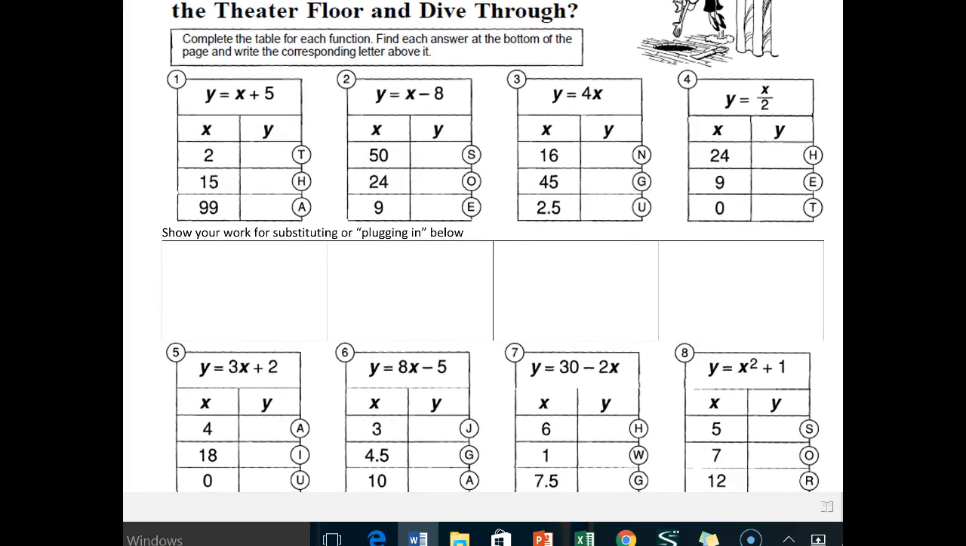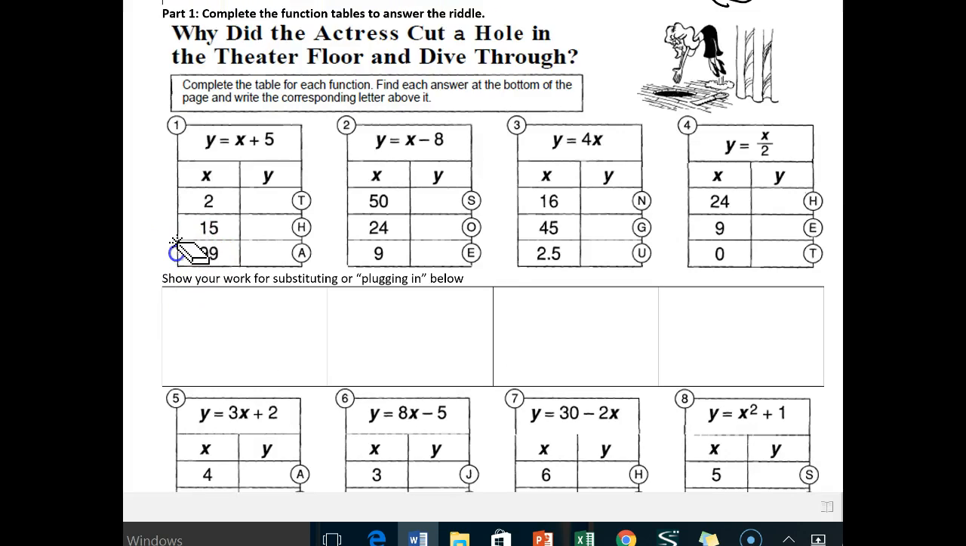So for number one, we have the function table y equals x plus 5. And they want you to plug these numbers in for x. So let's go ahead and show our work here. Y equals 2 plus 5 first. And what's 2 plus 5? 2 plus 5 is 7, so put 7 right there. Then y equals 15 plus 5. What's 15 plus 5? It's 20, so you put 20 right there. And then they also want y equals 99 plus 5, and that's 104.